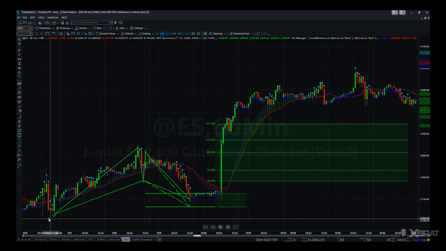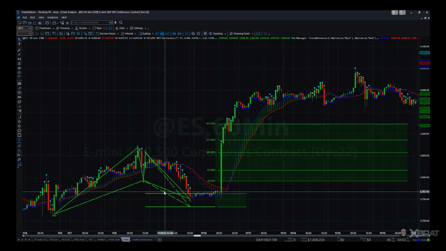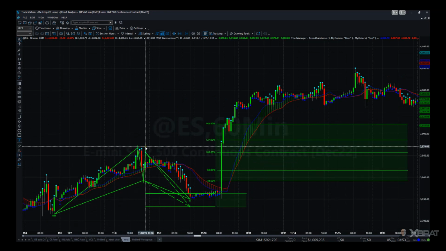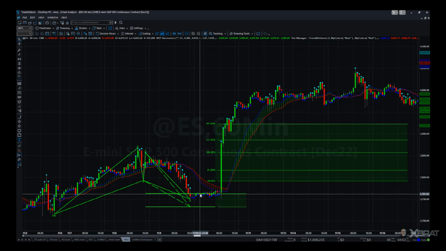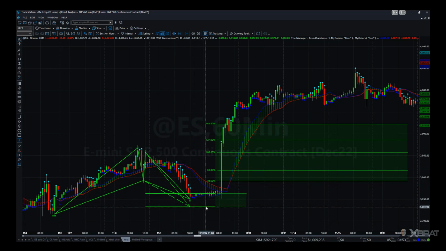Right, so the bat pattern forms, and the software will see it once we've printed the C pivot and it starts to print. What it does is the software prints where the completion zone should be. So a completion zone is an overlap of fib retracements and extensions, but basically the sweet spot. This is where the D pivot should finish. If it does, high probability of that resulting move going for it.